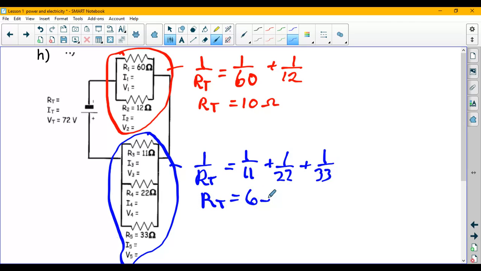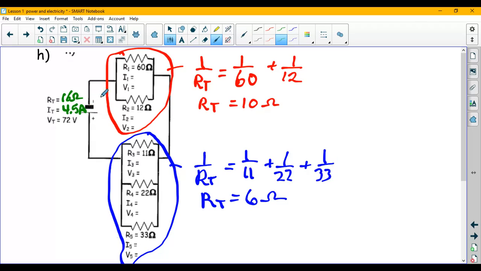Now, if I think about this, the red section is then in series with the blue section because everything goes through the red section and then everything goes through the blue section. So I just add those together, which gives me a total over here of 16 ohms. This is helpful because now I can use Ohm's law, V equals IR, to find the current. So 72 divided by 16, and I'm going to get 4.5 amps when I do that.